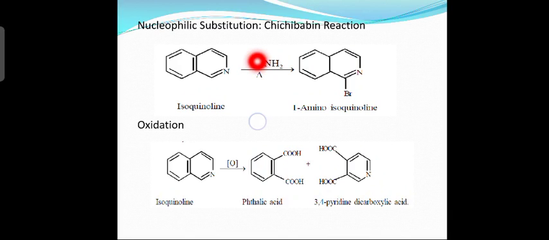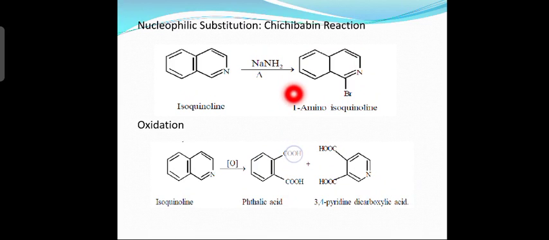Next is nucleophilic substitution. Nucleophilic substitution normally takes place at position 1. So first one is the Chichibabin reaction. What is the Chichibabin reaction? The reactant is heated with sodamide. So isoquinoline is heated with sodamide. What is the formula of sodamide? NaNH2.